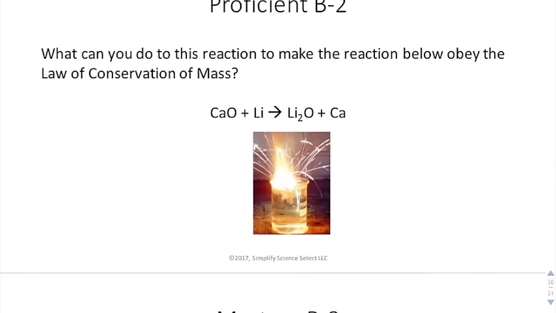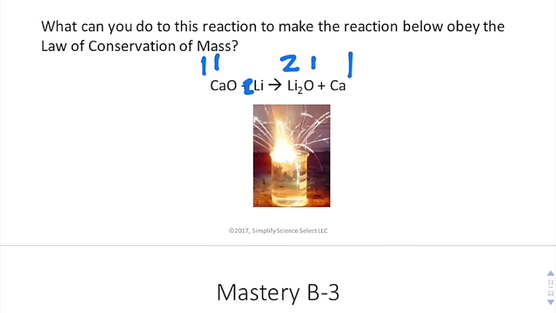It says, what can you do to this reaction to make this reaction obey the law of conservation of mass? And so you have to look at this reaction and say, okay, well, why is it violating the law of conservation of mass? I have one oxygen, I have one oxygen. I have one calcium, I have one calcium. I have two lithium, and then once again, I only have one lithium. So if I put a 1 right here, it doesn't work that way. Okay, it's not balanced. But if I were to change this number right here to a 2, now all of a sudden I have two lithiums, which represents a balanced chemical equation, thereby obeying the law of conservation of mass.